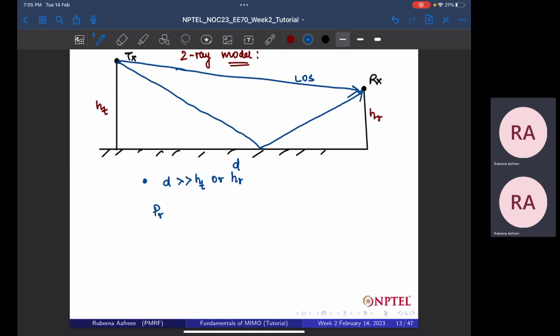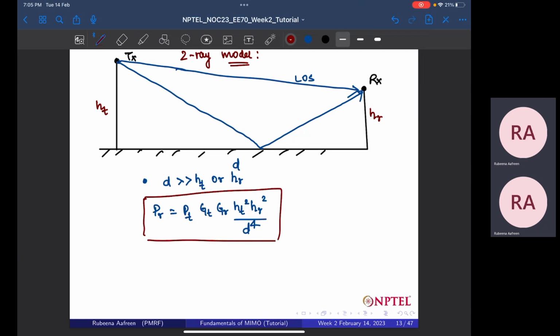Now the formula for received power is PR equals PT into GT GR, HT square, HR square divided by D to the power 4. So the 2D model takes into account the antenna heights as well, HT and HR. So the received power is dependent upon the antenna heights as well. So now the important thing that we see is that for LOS, the received power was dependent upon 1 upon D square.